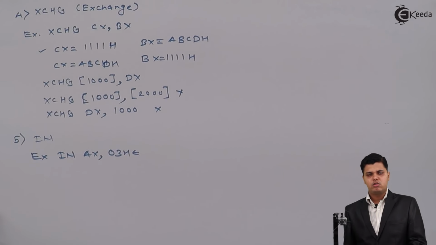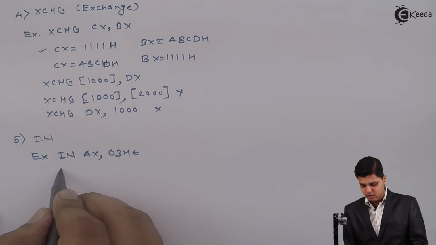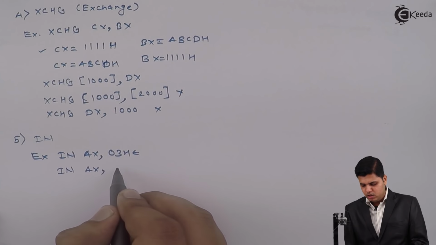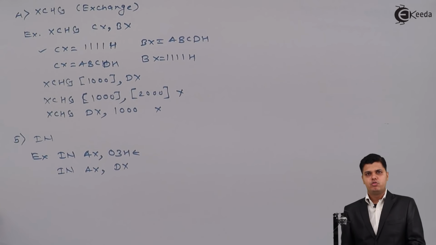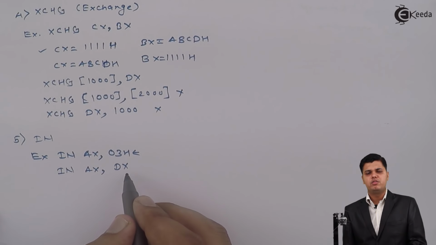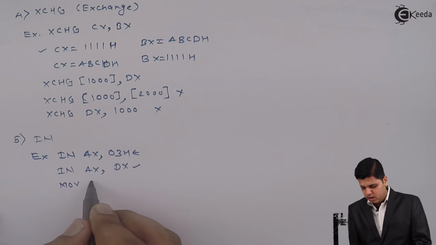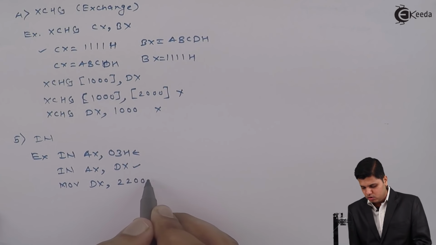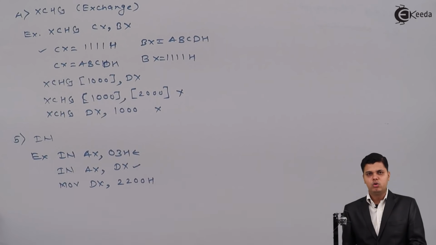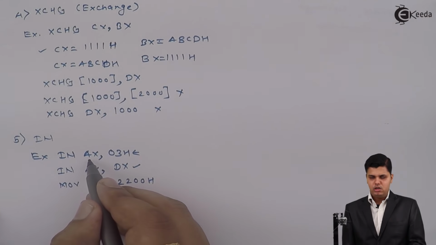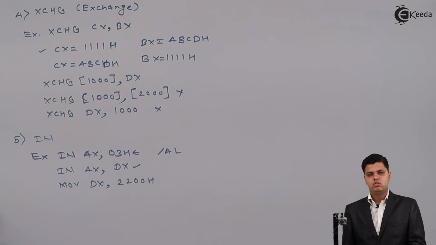Now again we can specify the port address by using a different register. For example, I can write IN AX, DX also. So with the help of the DX register I can specify the 16-bit address of a port. So before using this instruction I need to use MOV DX, let's say 2200H. So before using this instruction I need to modify the contents of the DX register. What this instruction does is it copies the contents of a port to the register, but in 8086 the register which is used can be AX or AL only. So this is the special use of AX or AL register.